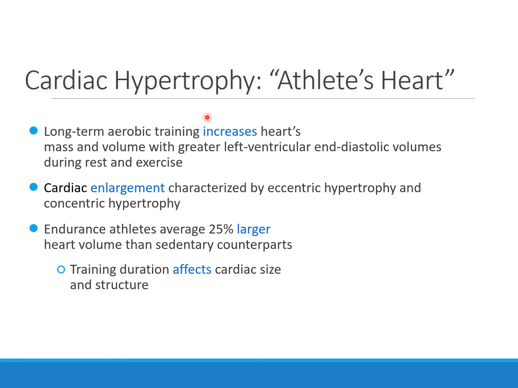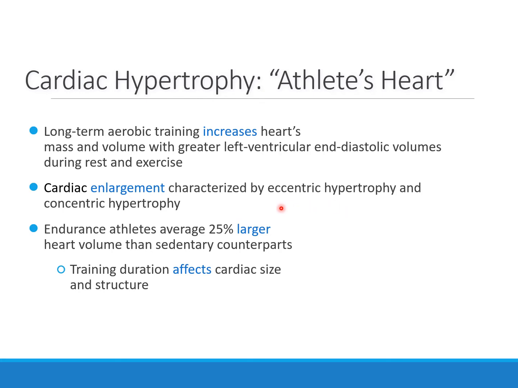Next, we're going to talk about cardiac hypertrophy. So it's the athlete's heart. So what does hypertrophy mean? It's essentially a growth of tissue, right? So long-term aerobic training increases the heart's mass and volume with greater left ventricular end diastolic volumes during rest and exercise. Cardiac enlargement is characterized by eccentric hypertrophy and concentric hypertrophy.